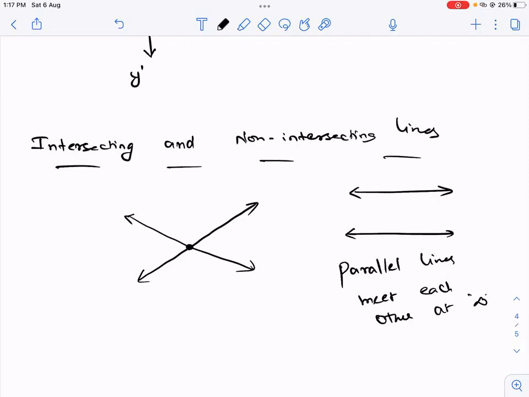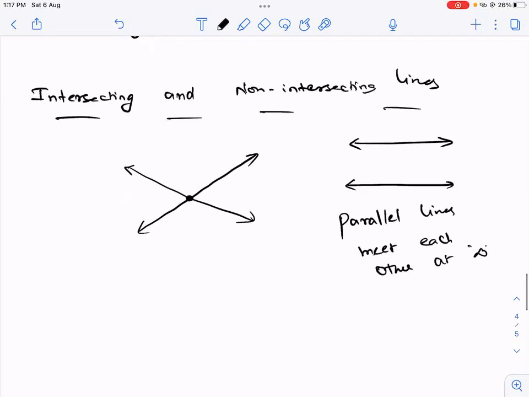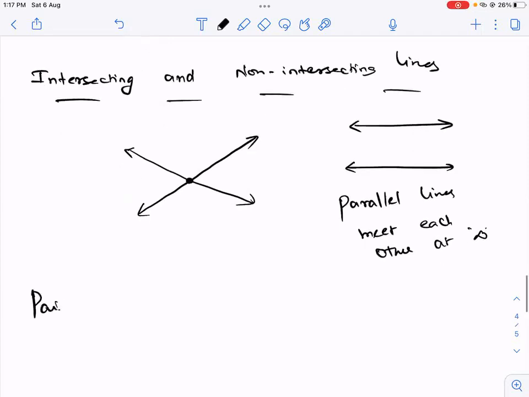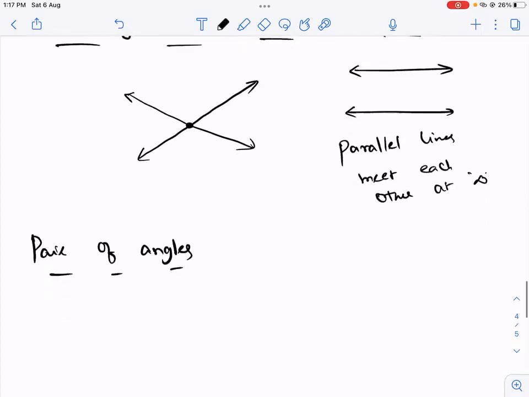Okay. We're almost done. Now we need to see the pairs of angles. So what are the different pairs of angles that you have?